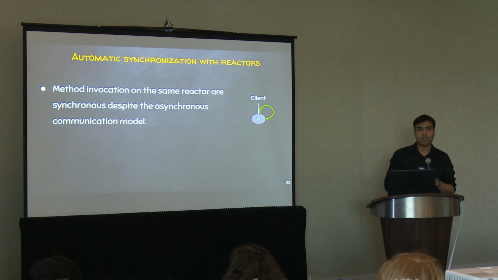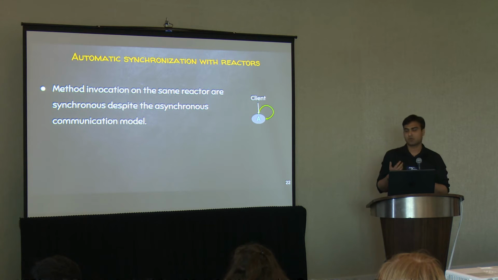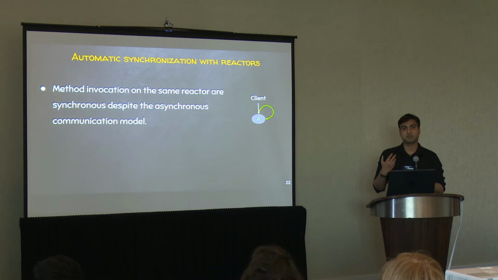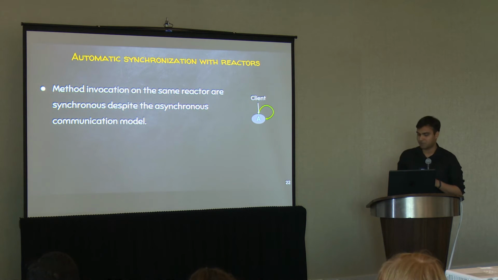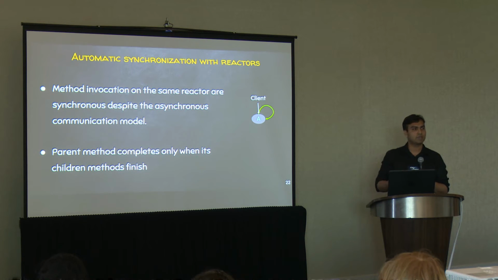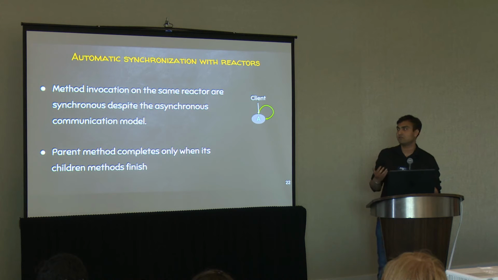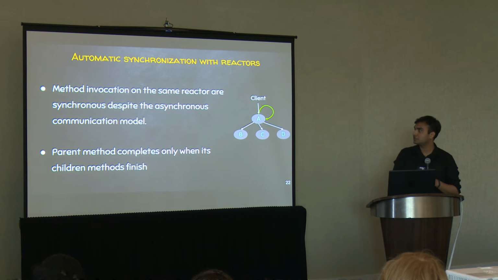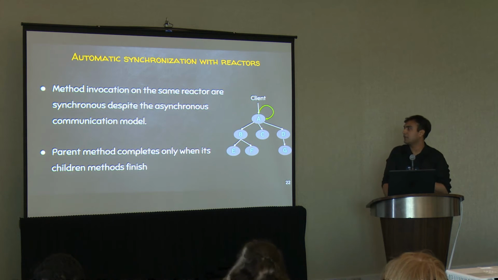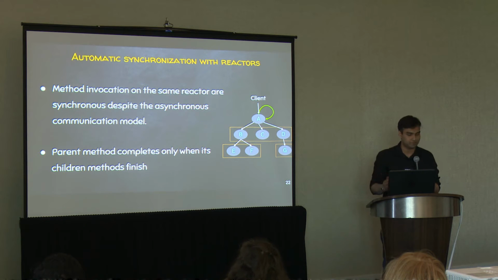There are certain automatic synchronization mechanisms in the reactor programming model to ease programming. Essentially, any method invocation on the same reactor is always executed synchronously to provide you the illusion of a single thread of control. Moreover, every parent method waits for all its children methods that have been invoked by it to finish before it can finish itself. So here, if I have an execution tree where I have a set of asynchronous invocations of methods across certain reactors, method invocations on each level of the tree wait for its children methods in the next level of the tree to complete before it can finish itself.